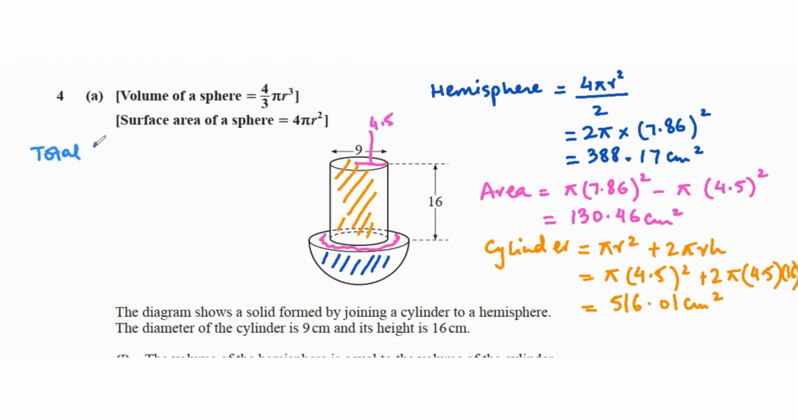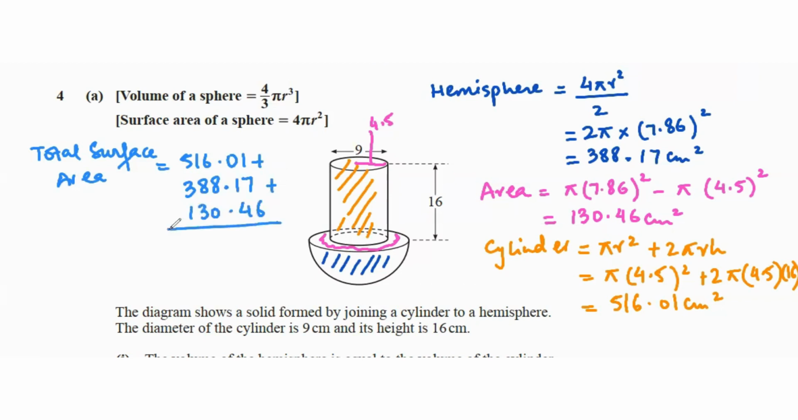Now we go to the total surface area. The total surface area equals the sum of 516.01 plus 388.17 plus 130.46. And that's going to equal 1034.6 centimeters squared. That is your total surface area of this composite 3D shape.